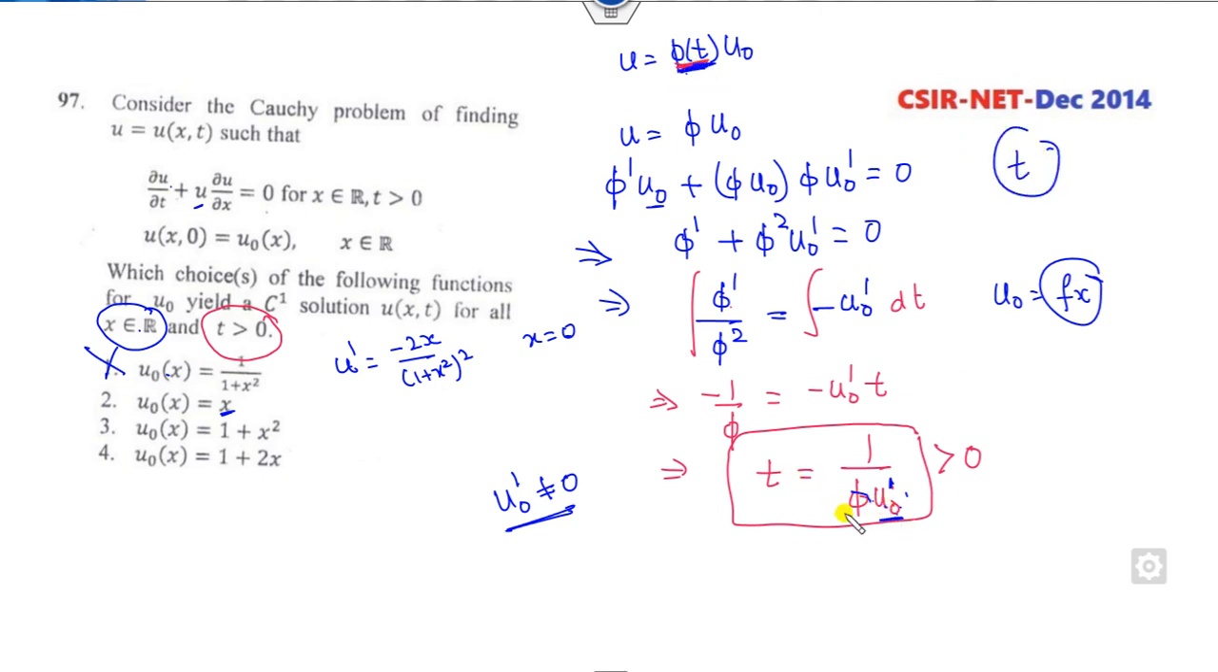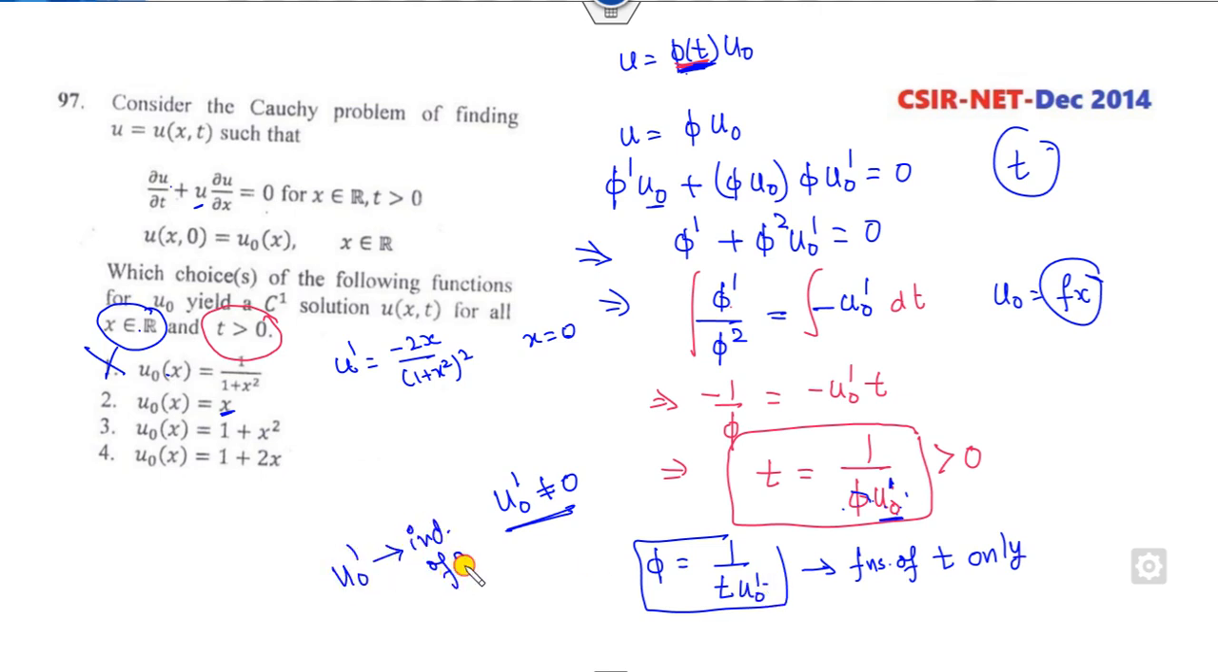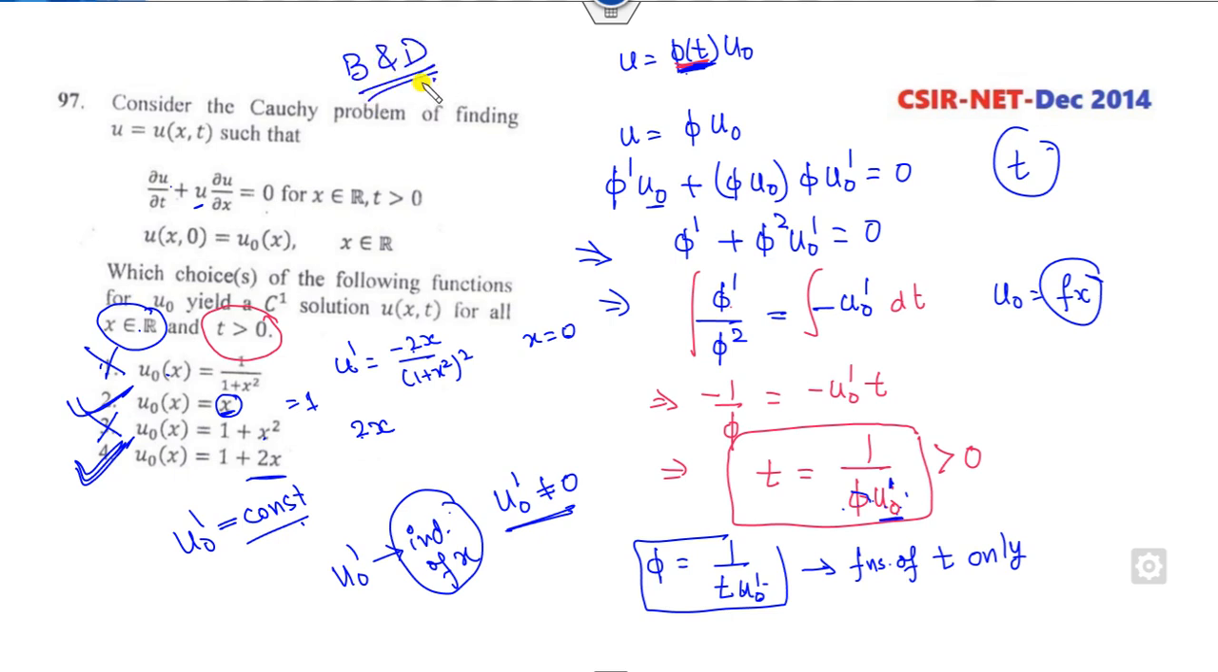So when this phi, if I take the value of the phi from here, this value is my... When will it be a function of t only? When this u 0 dash is independent of x. So when it will be independent of x, when u 0 dash will be my constant. So check whether it is not a constant. So the first option is cancelled. The derivative of this is my 1, which is a constant, right answer. Derivative of this is a 2x, so phi is not independent of the x. So this option is cancelled. So the right answer is my B and D are my correct options.